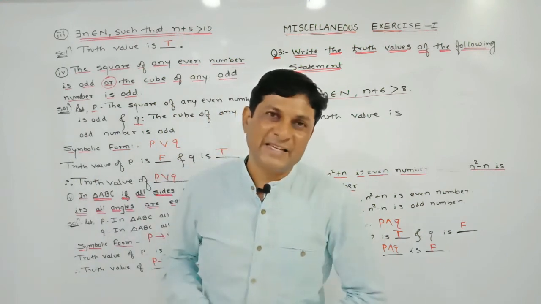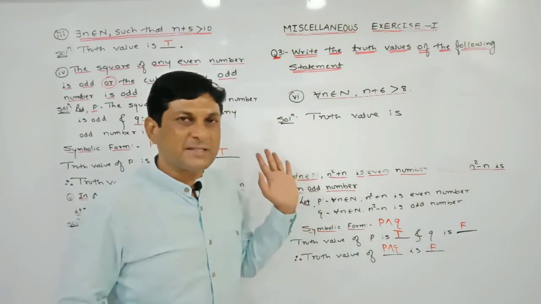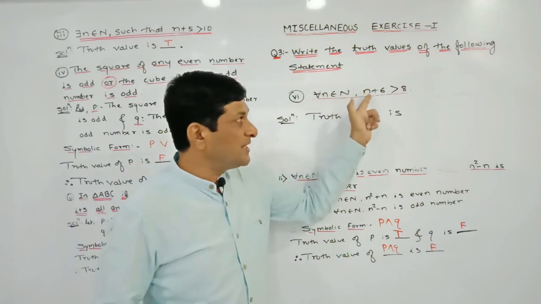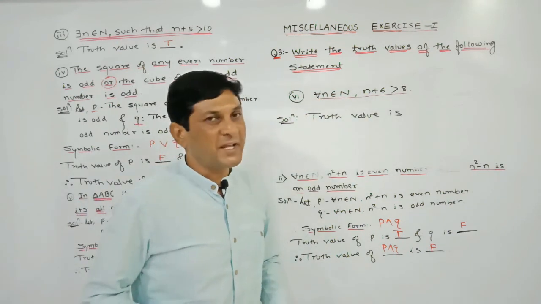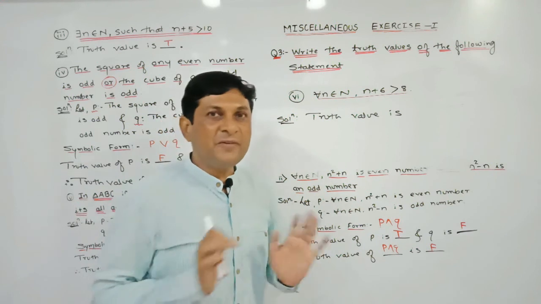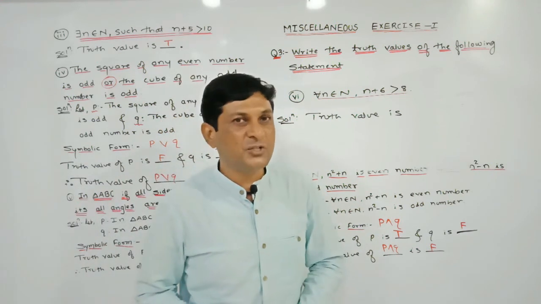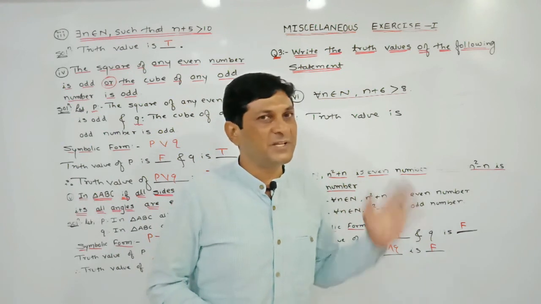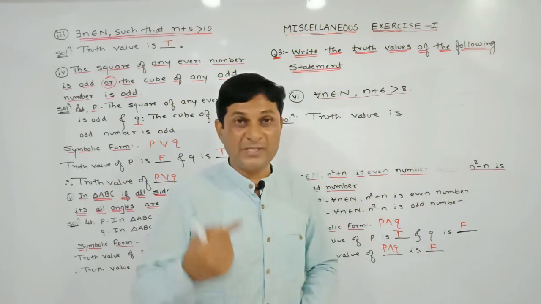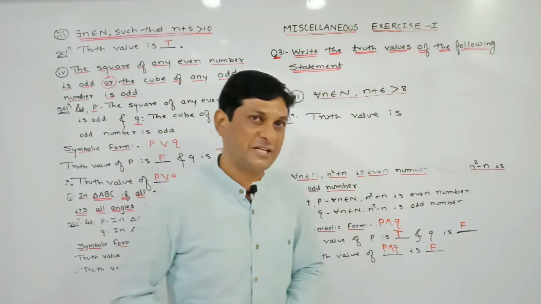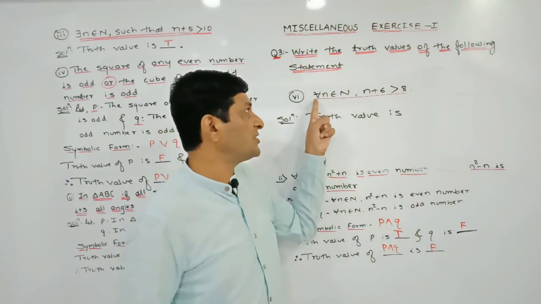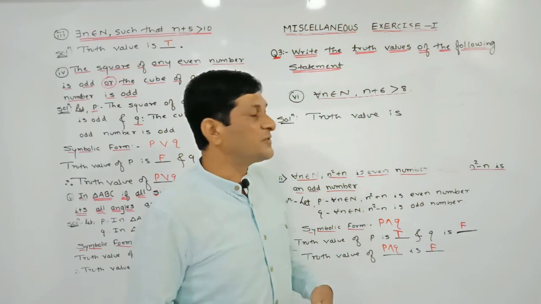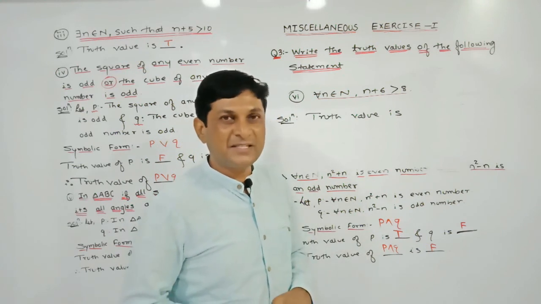Now observe the 6th example. In this 6th example, the last example from this question, for every n belongs to N, n plus 6 is greater than 8. Means we have to check whether every natural number satisfies this condition or not. If at least one natural number does not satisfy this condition, we can say that truth value is false, because they are saying that every natural number satisfies this condition. This quantifier is read as what? For every. So let us check whether every natural number satisfies this condition or not.